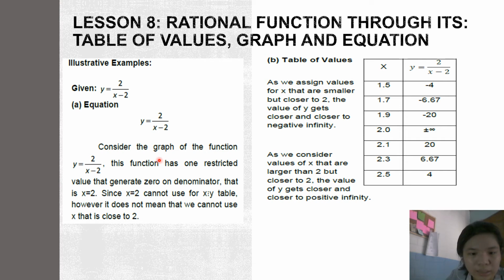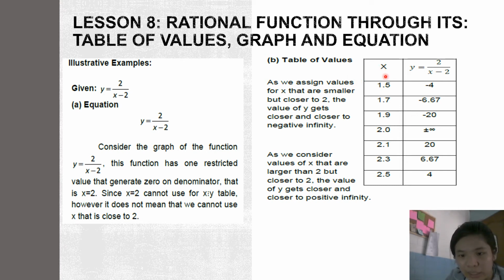What is its restriction? When our x is equal to 2. What happens when x is equal to 2? That is 2 over 2 minus 2, right? And 2 minus 2 is equal to 0. Therefore, y is equal to 2 over 0, which is undefined. So, we cannot use 2 as the value of x in this equation. So, we proceed to the table of values.